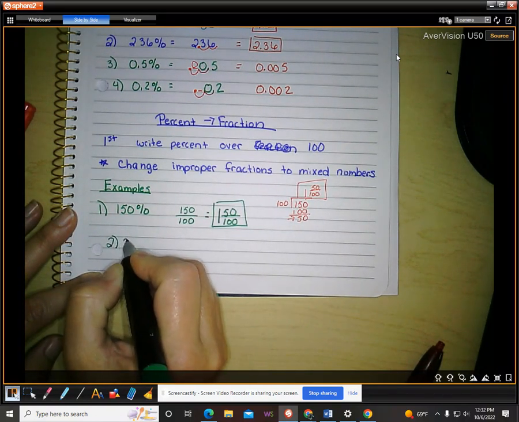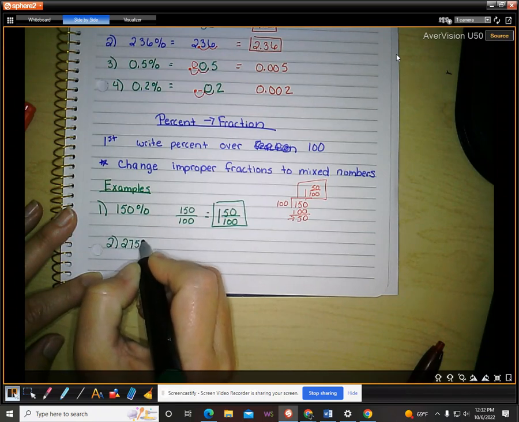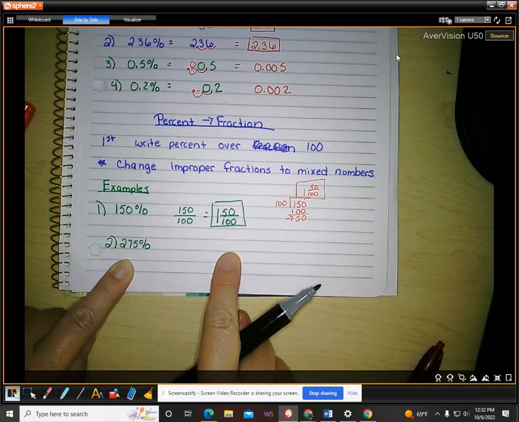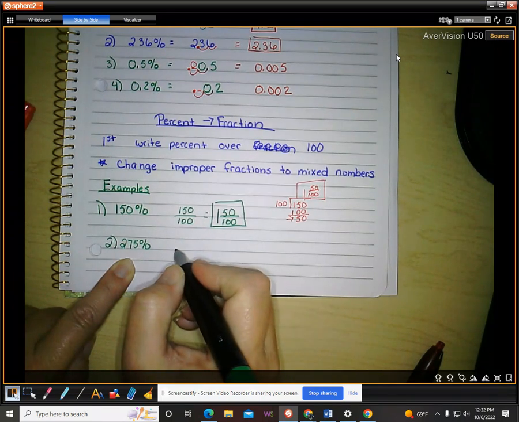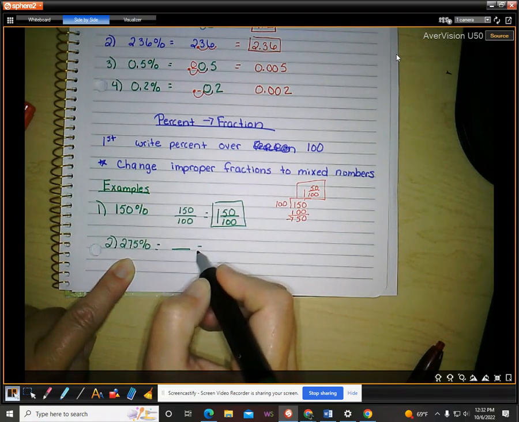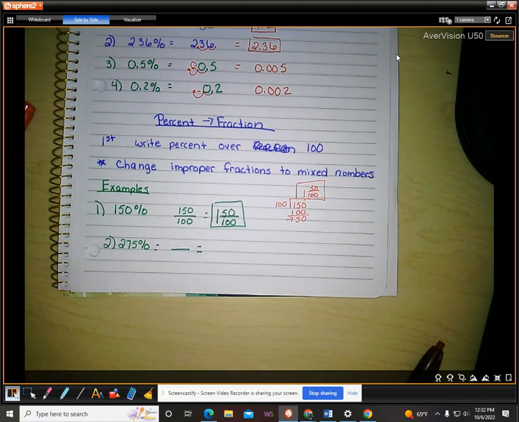One more. If we had 275%. All right. Now, some of you will probably be able to just jump to the mixed number, and that's the point you want to get to. If not, switch it to a fraction first, then change it to a mixed number. Take a few seconds. Try to do that on your own.